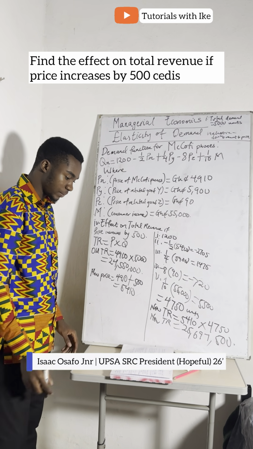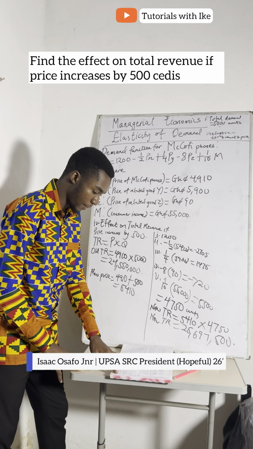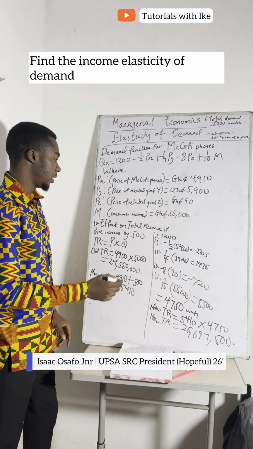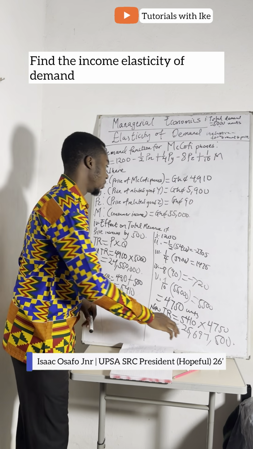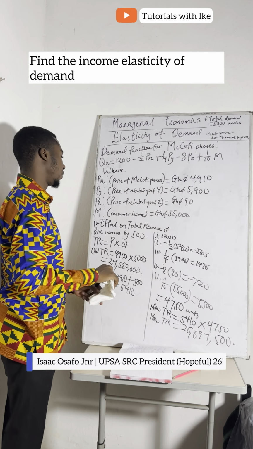All right, so we are done with the IVIN. Now let's move on to the VIN. The VIN says we should find for the income elasticity of demand. All right, so let's clean the board so that we solve for the VIN.